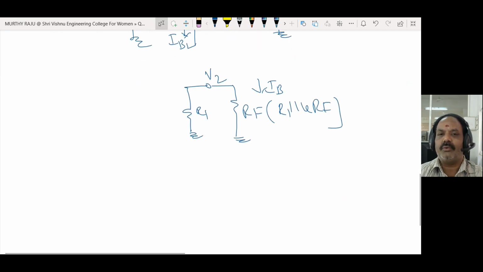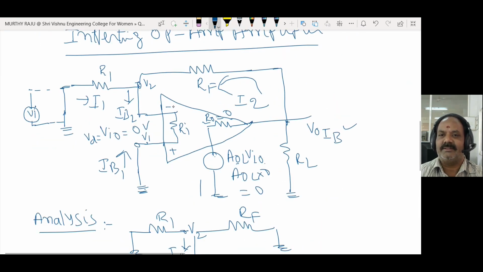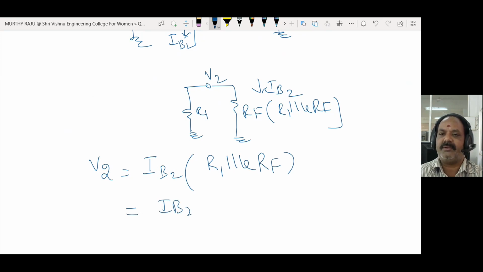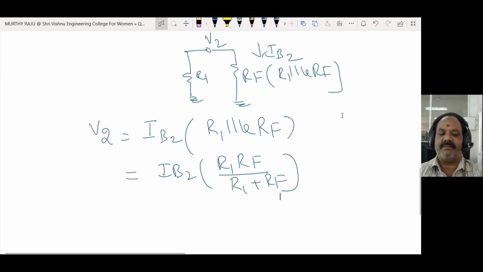Therefore, V2, the voltage at the inverting terminal, is equal to IB2 into R1 parallel to RF. Therefore, V2 is equal to IB2 into R1 RF by R1 plus RF. This is V2.